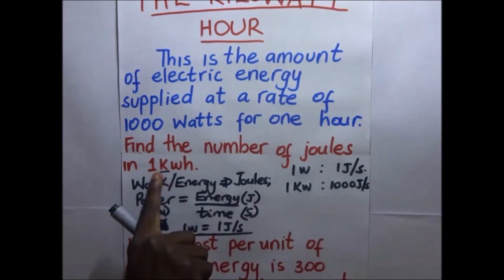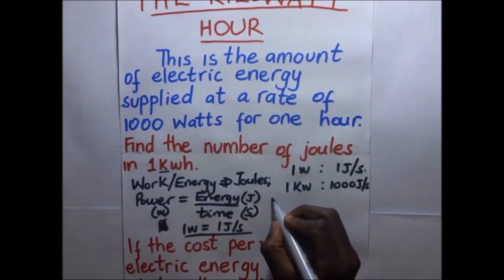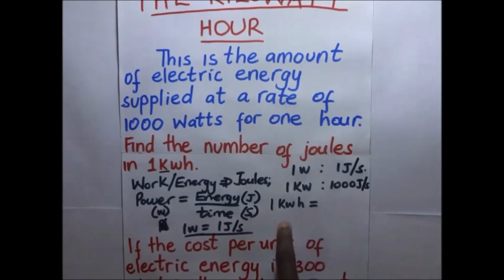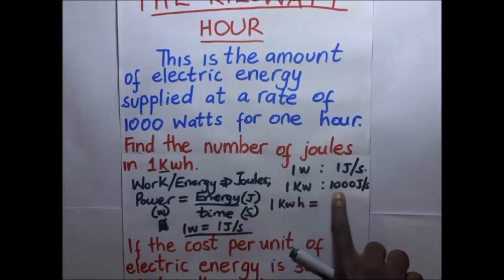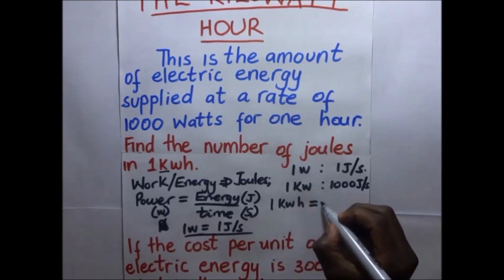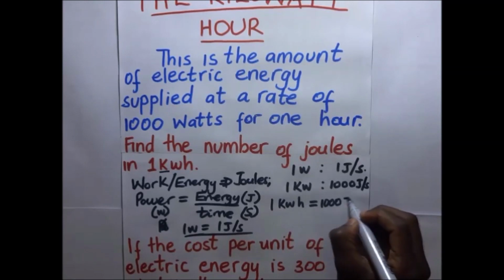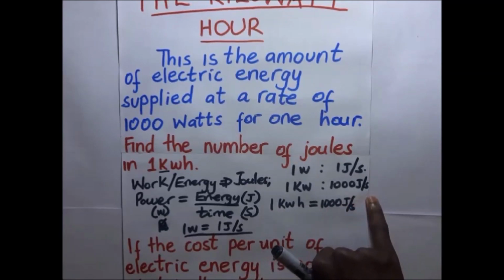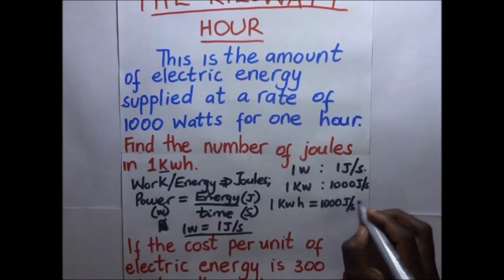But then here we're interested in finding 1 kilowatt hour. So it means that 1 kilowatt hour will mean it is going to be 1 kilowatt, which we've already gotten as 1000 joules per second, times the number of hours, which are equivalent to 3600 seconds. So it's going to be 1000 joules per second. That is what we have in the kilowatt. Then these hours, we're supposed to convert them to seconds, because we are multiplying joules per second by a second.